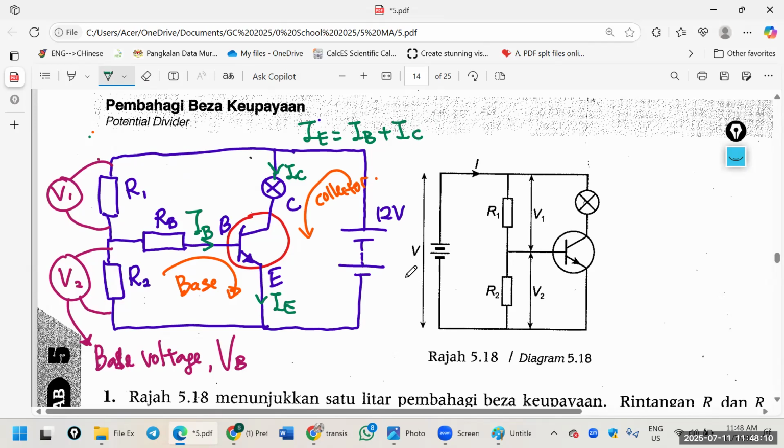Can? We normally draw the transistor at the center. This one we seldom see but it's also fine, no problem.